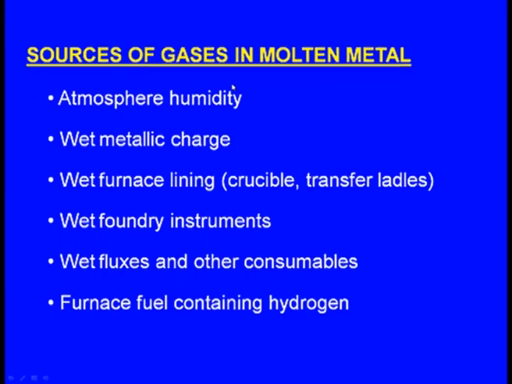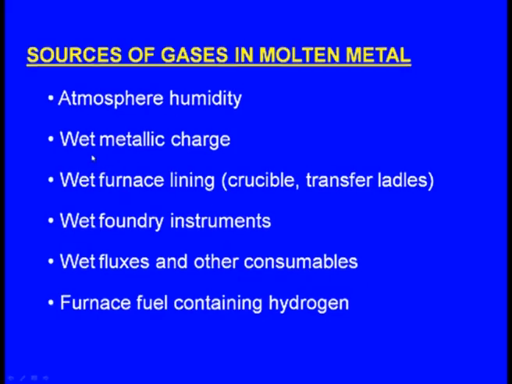Now, the question is, where are these gaseous elements coming from, and how are they entering the molten metal? One source is atmospheric humidity, right. In the atmosphere there is humidity, so because of that there is always moisture. Now, we keep the molten blocks or the charge outside several times. The charge that is kept outside will absorb moisture, and that charge will be kept inside the furnace and we melt it. That is how hydrogen is trapped and also oxygen is trapped. Next one, even this wet metallic charge is the same thing.